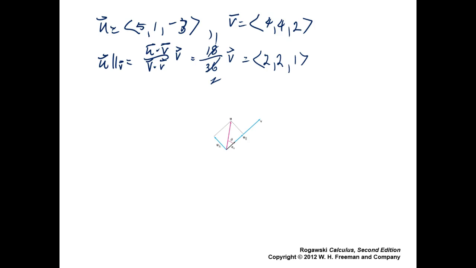We now show that if V is not the zero vector, which we've been saying repeatedly, then every vector U can be written as a sum of the projection of U onto V and the vector U perpendicular to V. In other words, U parallel to V and U perpendicular to V, that is orthogonal to V.